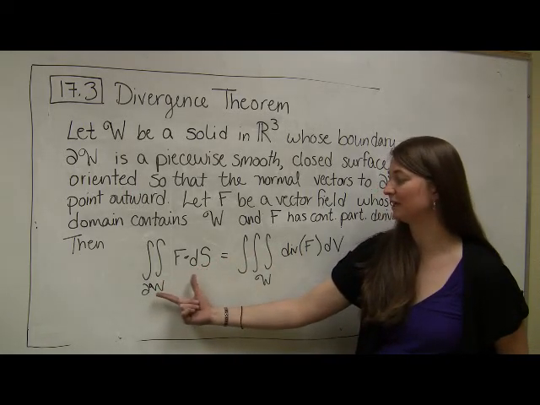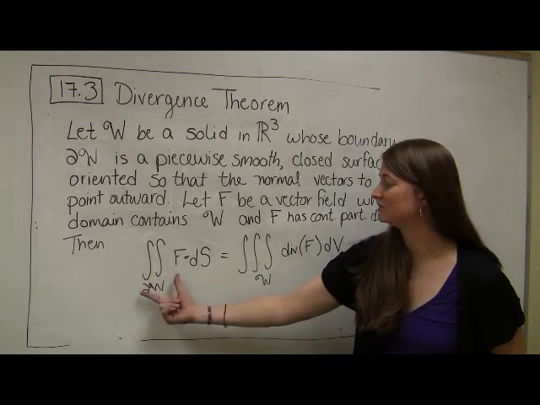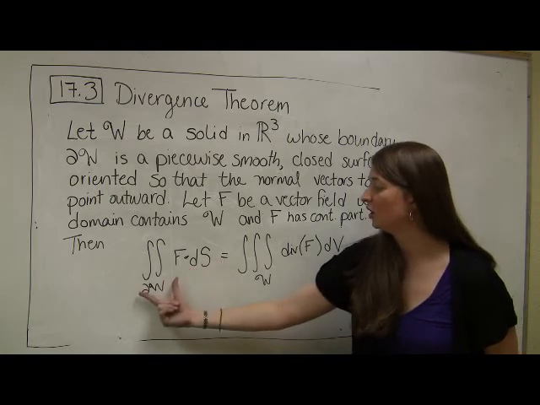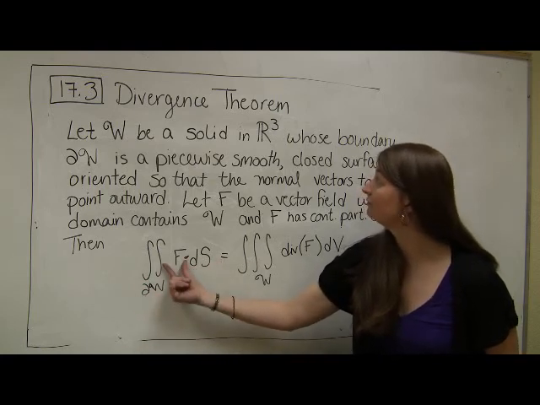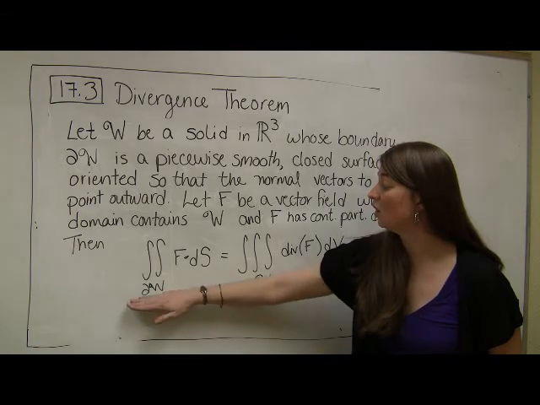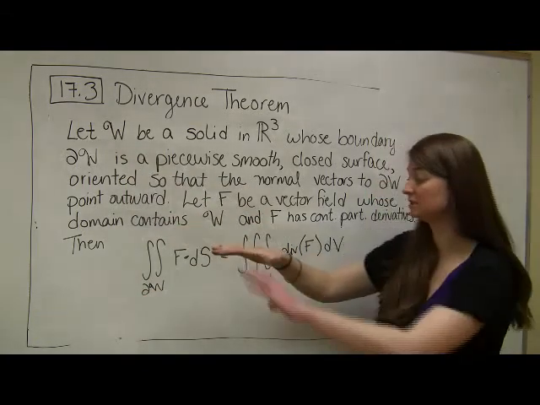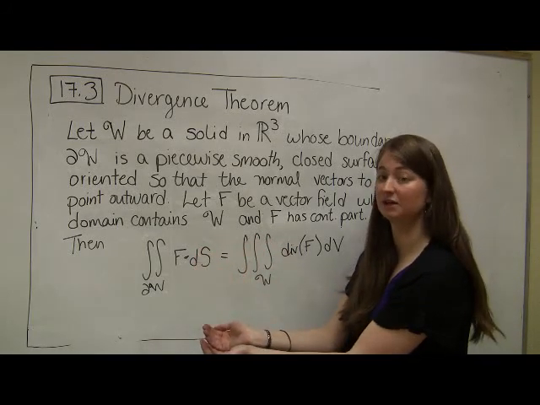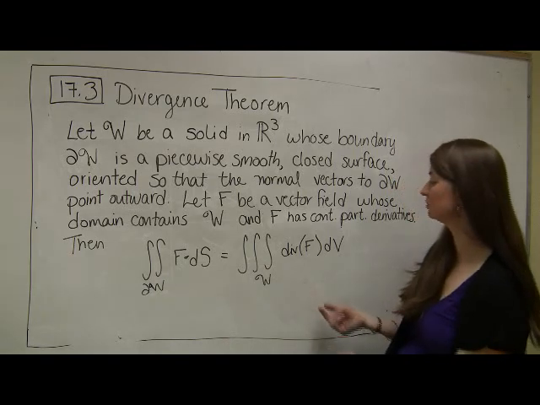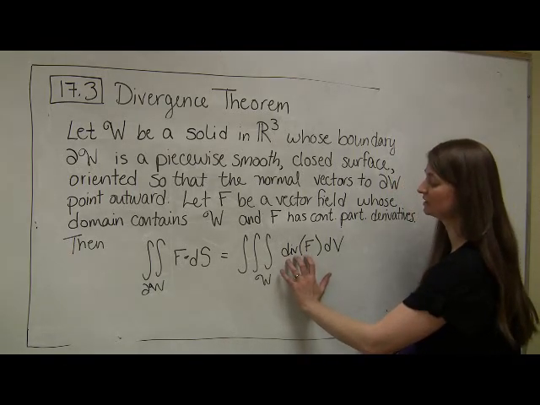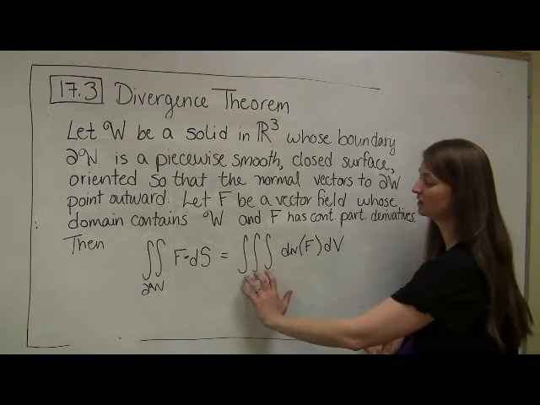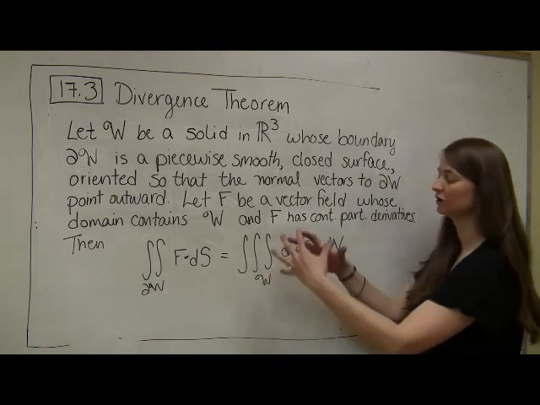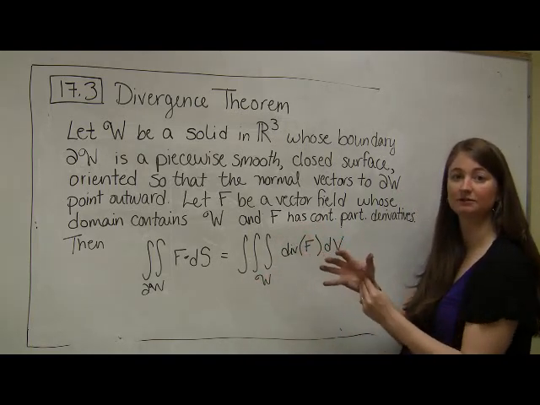Then, what do we get? We get that the surface integral of F, our original function F, over the boundary of W, so this is when I take the surface integral over the boundary of the sphere, that's going to be exactly equal to the divergence of F computed as a triple integral over the entire solid sphere.